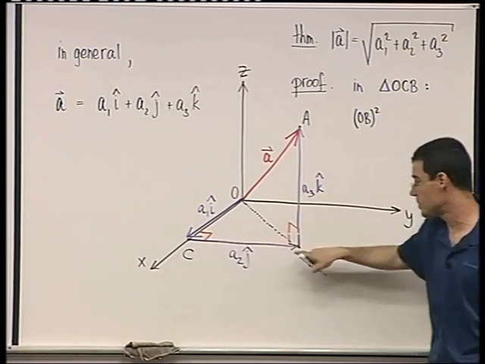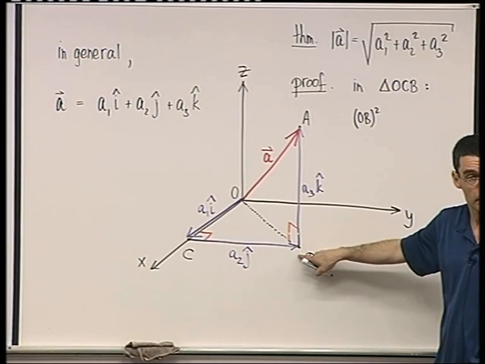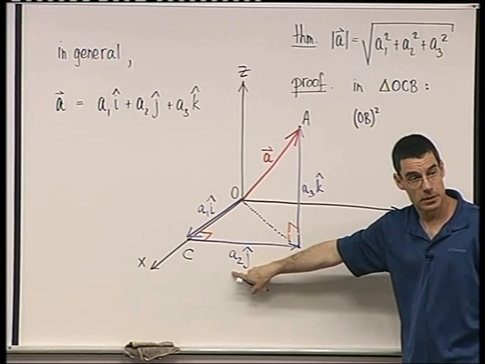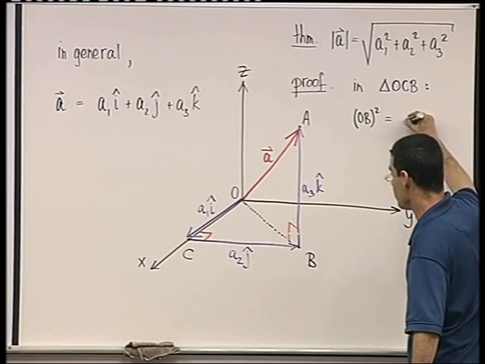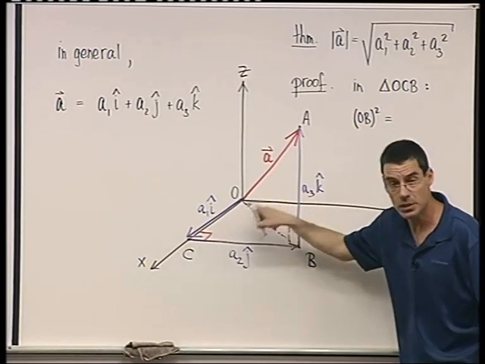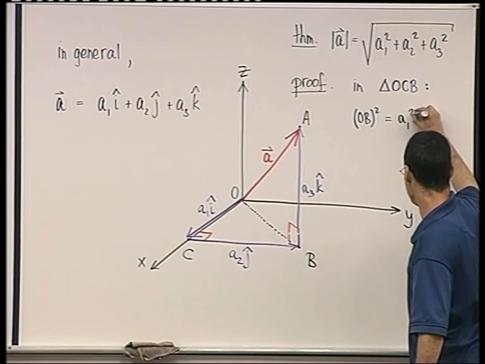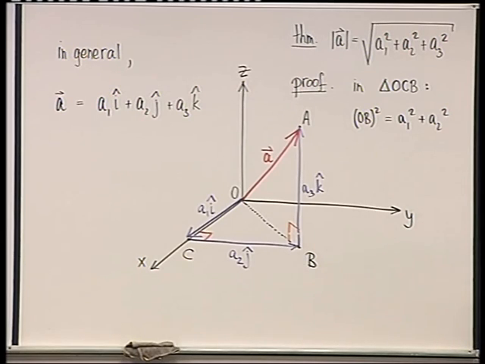Okay, so I'm going to write OB squared is what? Is the length of CB. What's the length of CB? It's precisely A2. Do you agree? Everybody? Okay, so this equals, and what's the length of OC? A1. So OB squared is A1 squared plus A2 squared. Does everybody agree to this?